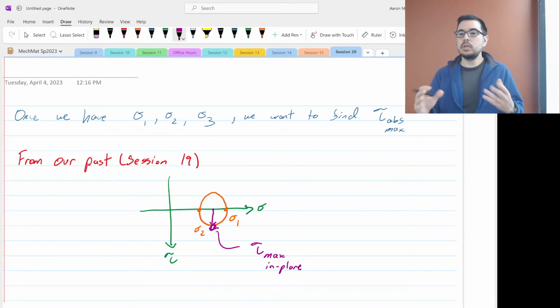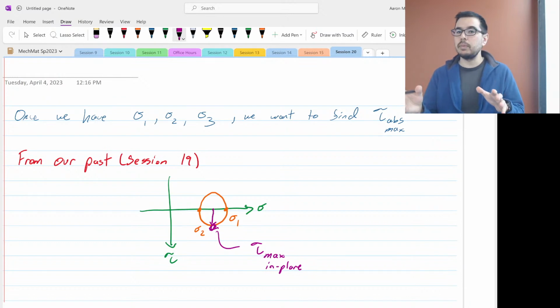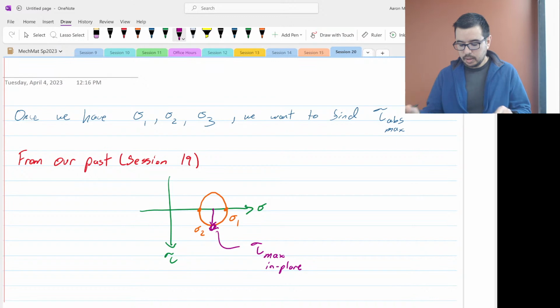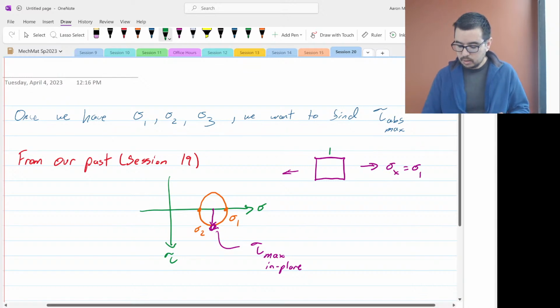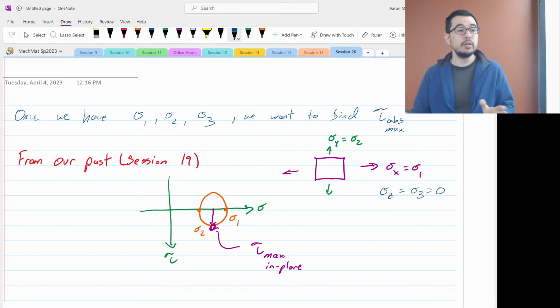Okay, so whatever the axes are for sigma 1, sigma 2, that's how we would figure out the maximum shear stress in the plane we're operating. But as you'll see, let's say that we have this element, and we'll call this sigma x, which is equal to sigma 1, and we'll call this one sigma y, which is equal to sigma 2, and we'll say that sigma 3, or sigma z, is equal to 0.